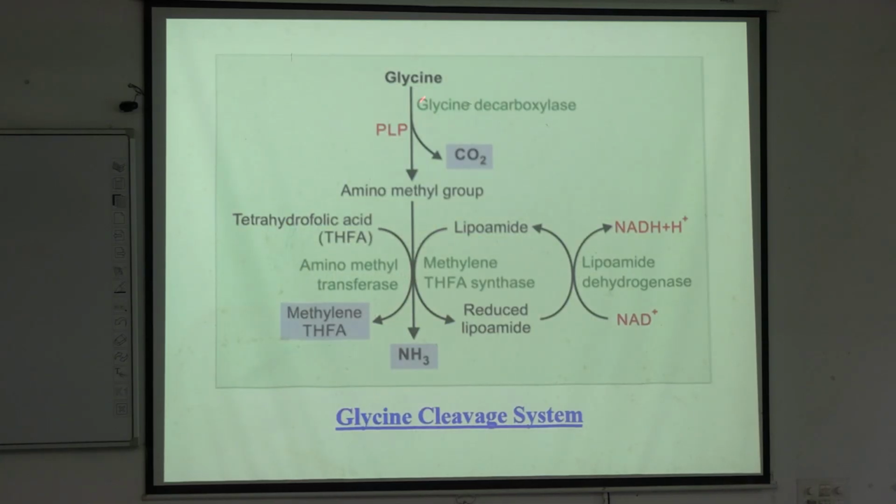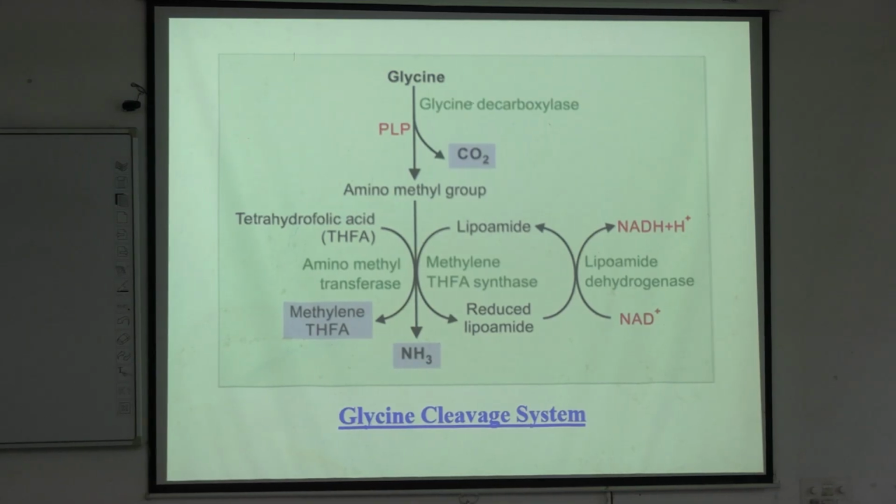Now, you see, look at this structure. This lipoamide dehydrogenase is required to oxidize this NADH. See, lipoamide is there, lipoamide. This is the reduced form. NAD is getting converted into NADH. For any cycle to operate, you require a constant supply of all the substrates.